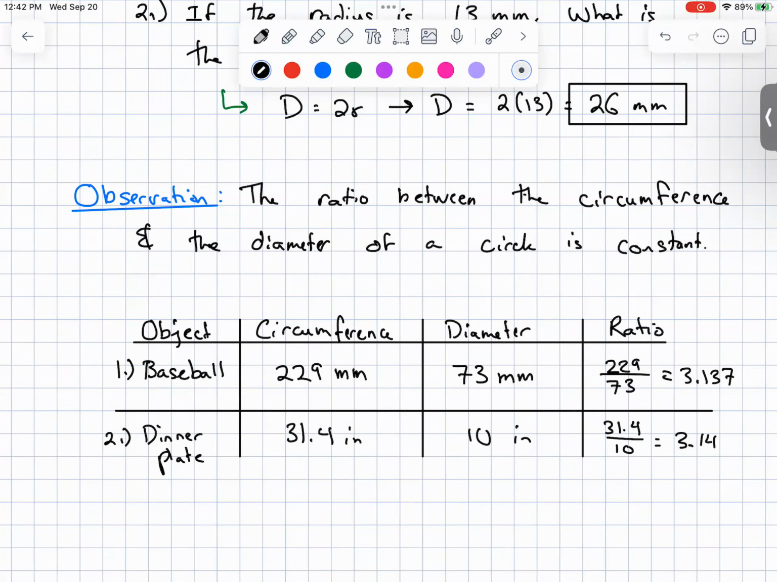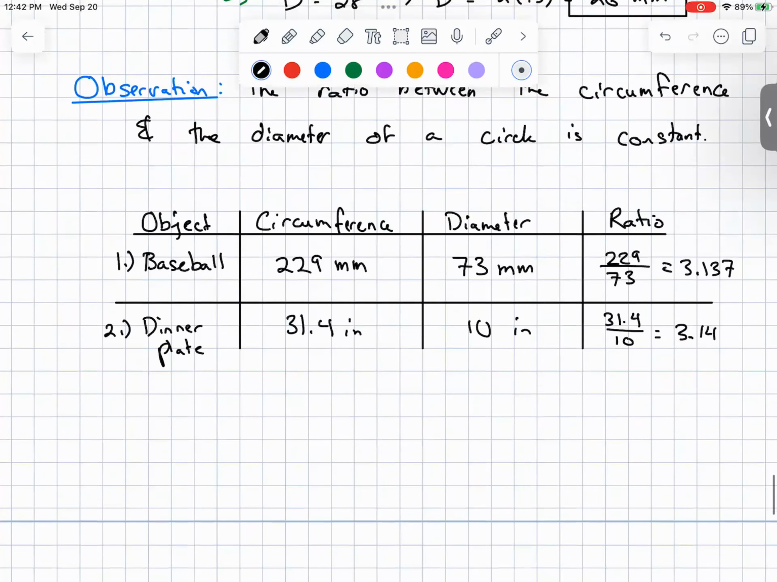And this will be true everywhere. If you measure anything that's a circle and you take its circumference and divide it by its diameter, you will always get this number. And this number is called pi.